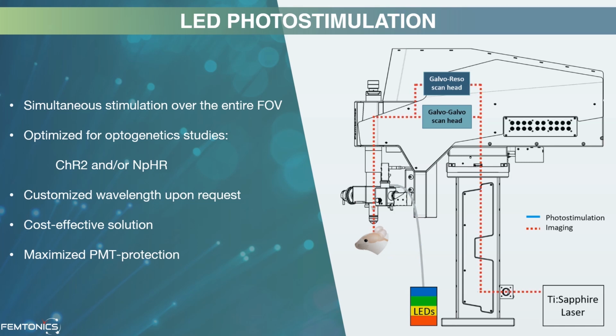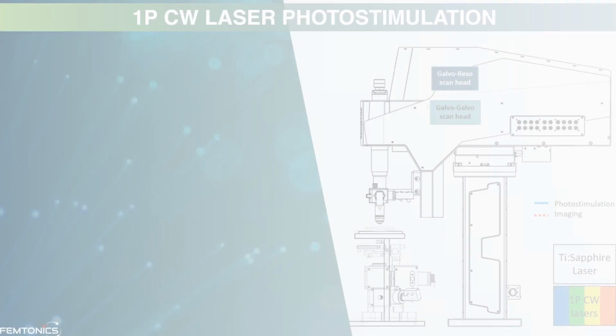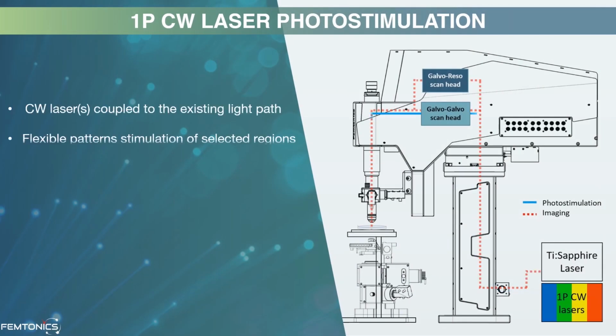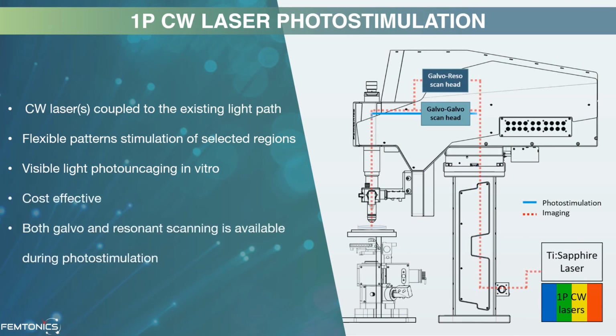Since light pollution can be a disturbing factor, especially during in vivo experiments, we've developed other methods as well to enhance signal-to-noise ratio. In a FEMTOSmart dual system, a one-photon continuous wave laser can be coupled with the primary light path and can perform all the flexible stimulation patterns mentioned earlier, either sequentially to or simultaneously with two-photon imaging.